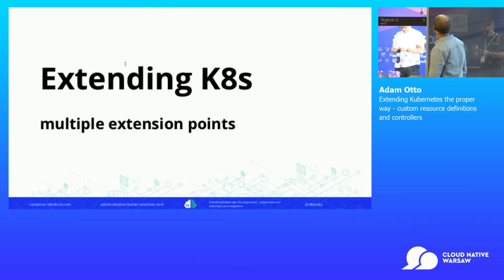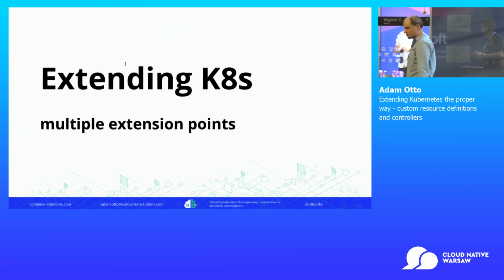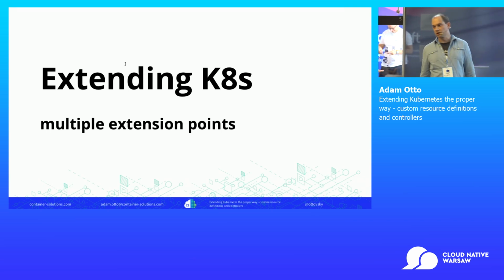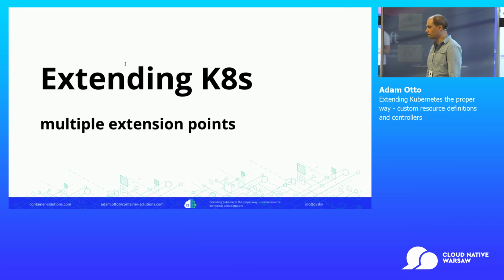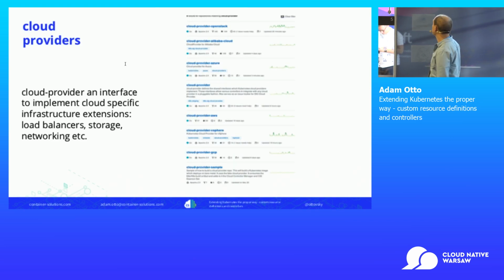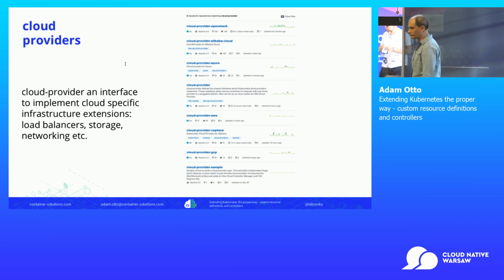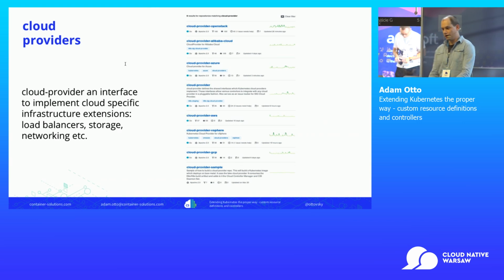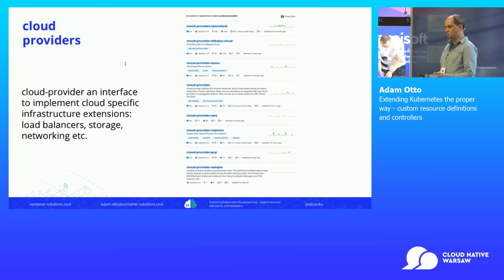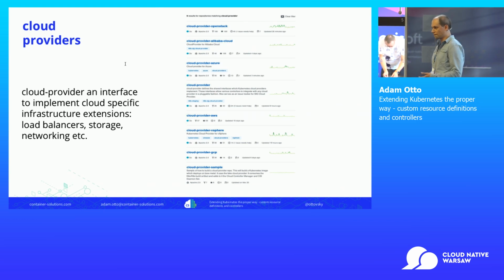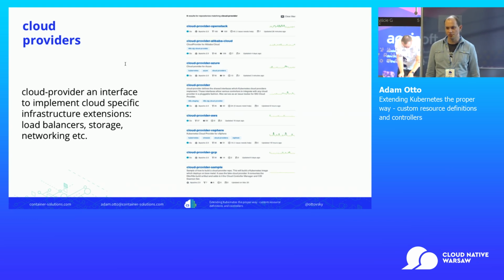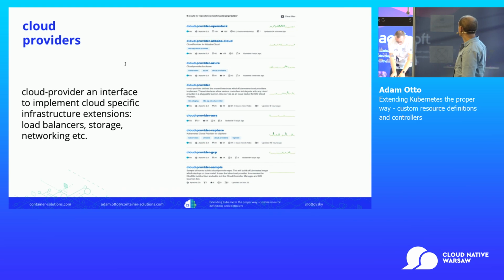So, extending Kubernetes. Kubernetes is a very pluggable platform, and there are multiple ways to extend it. Let me go through all of those ways. The first one that I will speak to is cloud providers. Cloud providers is an interface which allows the cloud providers to integrate Kubernetes directly with their infrastructure. So they are able, for example, to make services obtain IP addresses right away. This is what all of the big cloud providers are using.